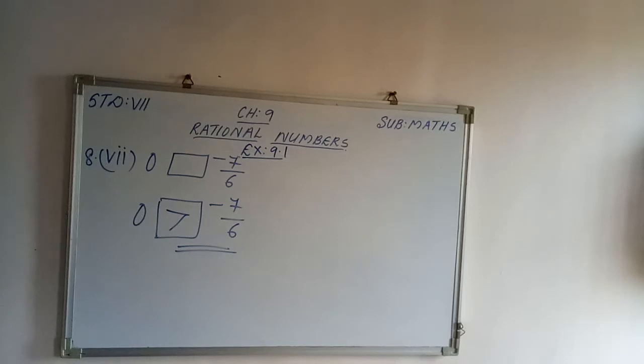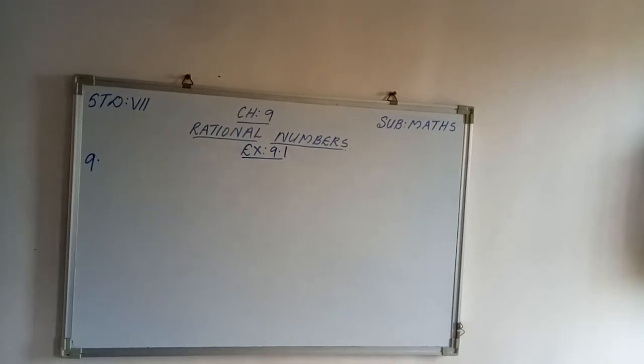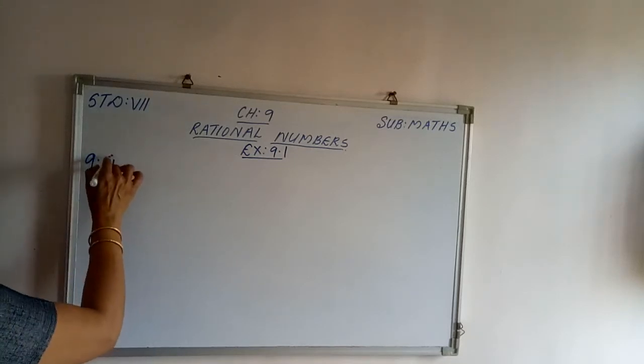Now move on to the next question, that is the ninth one. So the ninth question is the same as the eighth one. Here what we have to find out is which rational number is greater in each of the following, but the method is the same. You have to find the LCM and make the denominators the same, then we can compare the rational numbers. So the first question is this, 2 upon 3, 5 upon 2.